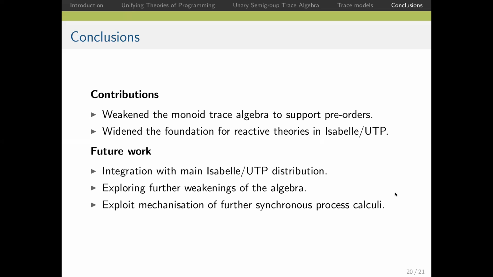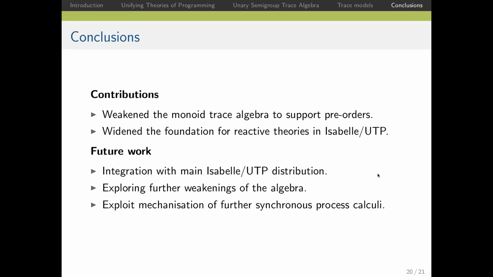So, conclusions. I've weakened the monoid trace algebra to support pre-orders. That was the main roadblock, let's say. And also the definition of R2 had to be generalized further. This means widening the foundation for reactive theories in Isabelle UTP, but in UTP more generally, not just its mechanization, of course.